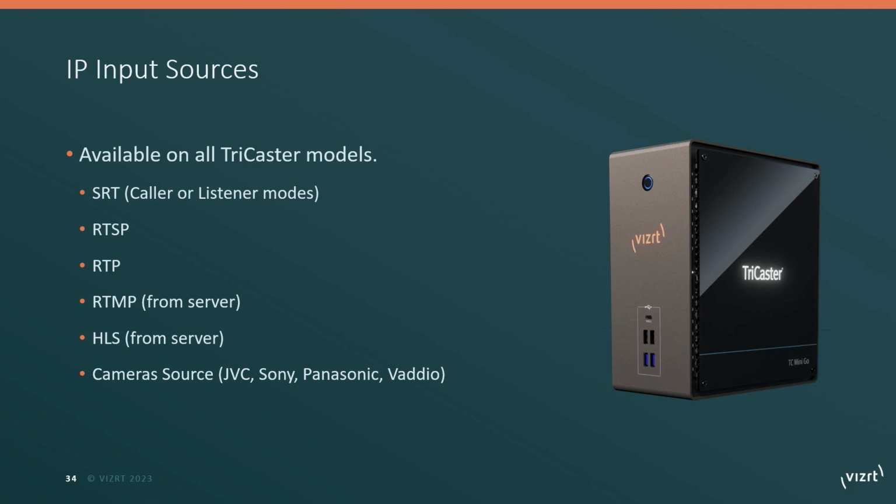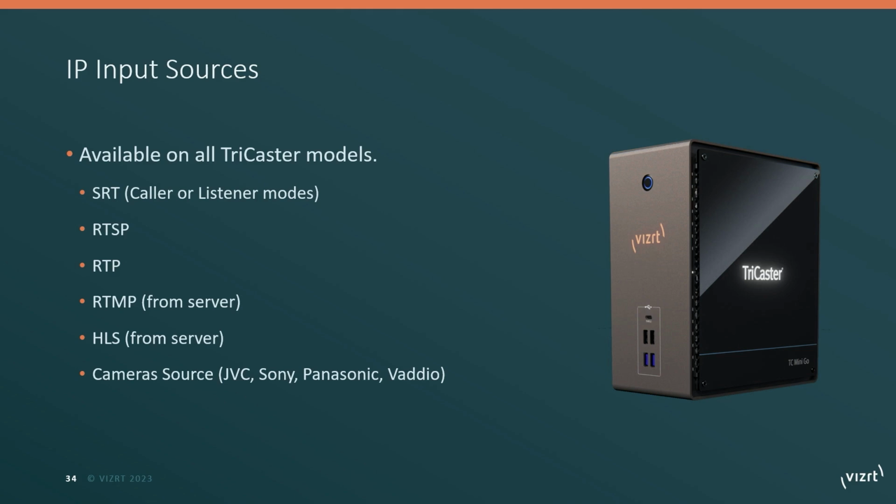So we can do SRT, which is the one we'll take a closer look at next, but we can also support RTSP or RTP. RTMP and HLS are both supported, but it is important to realize that for these protocols to work, they need to be pulling from a server. They cannot pull directly from the encoder, but the encoder has to send to a server, and then the TriCaster can pull from a server down to itself. So there is an extra piece of equipment required in the middle.